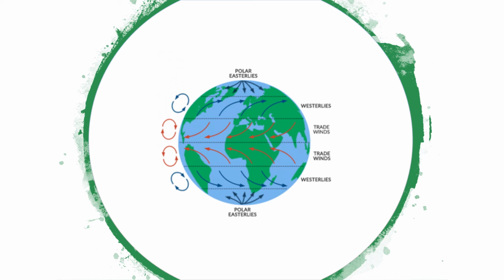At the surface, air moves towards the equator or poles. Air that moves towards the poles is known as the westerlies, and the air moving toward the equator is the trade winds.